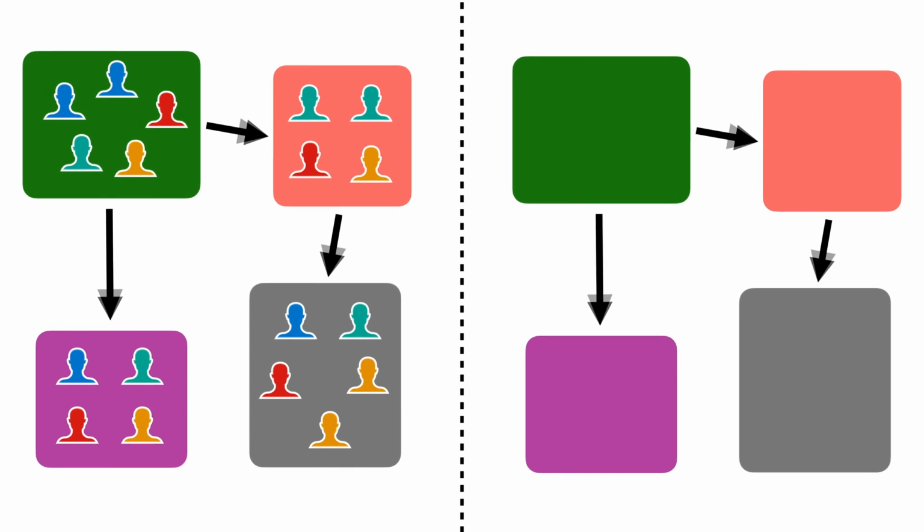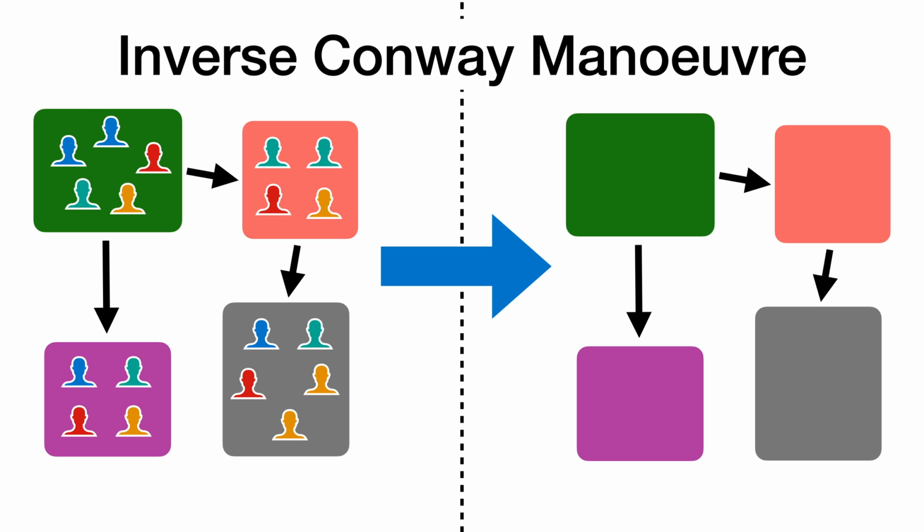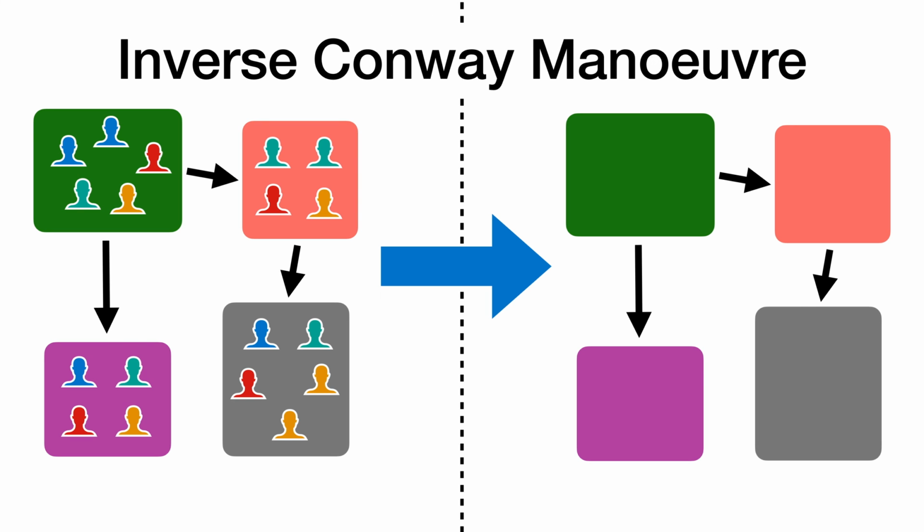So once we recognise that Conway's Law is a thing and our architecture will eventually resemble the communication structures of our organisation, then when we have a desired architecture that we want to get to, we can intentionally shape the organisation in a way that will produce it. This is called the inverse Conway manoeuvre. Now it's the architecture we intend to build that influences how we shape the teams.